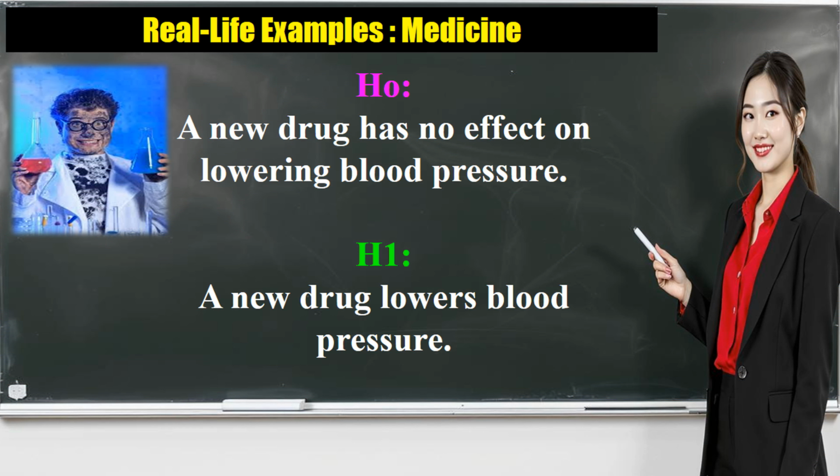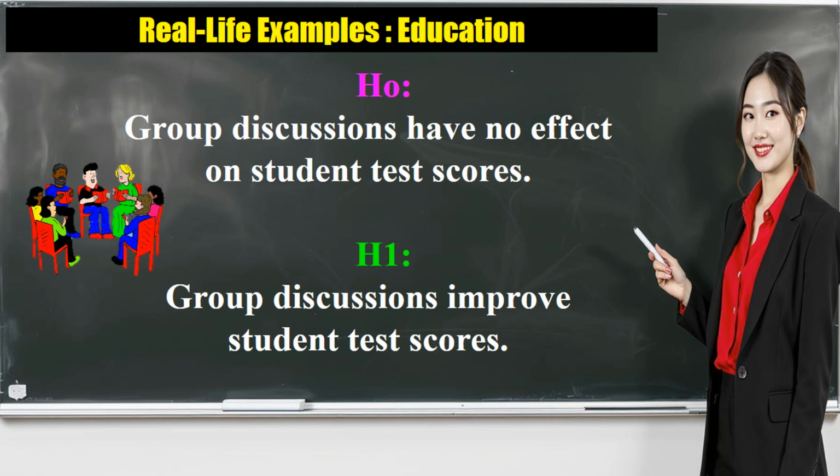Step 4. Real-life examples. Medicine, H0: A new drug has no effect on lowering blood pressure. H1: A new drug lowers blood pressure. Education, H0: Group discussion has no effect on student performance. H1: Group discussion improves student performance. The null is always the baseline. The alternative is always the something new.